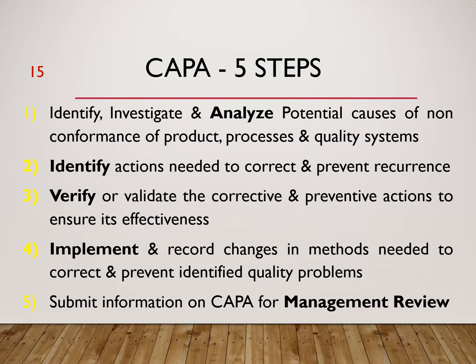The 5 steps of CAPA are to identify, investigate, and analyze potential causes of non-conformance of product, processes, and quality systems. To identify actions needed to correct and prevent recurrence. Verify or validate the corrective and preventive actions to ensure its effectiveness. Implement and record changes in methods needed to correct and prevent identified quality problems. Submit information on CAPA for management review.